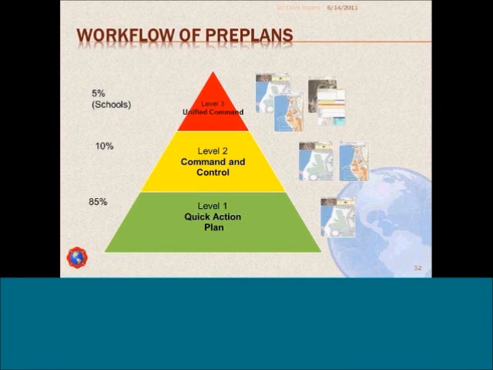So here's the workflow I've developed for maintaining our pre-plans. We've created three categories of pre-plans. We have a quick action plan, which is a one-paper version of our pre-plans, and that covers 85% of our pre-plans. Because in Kirkland, we have about 500 pre-plans.